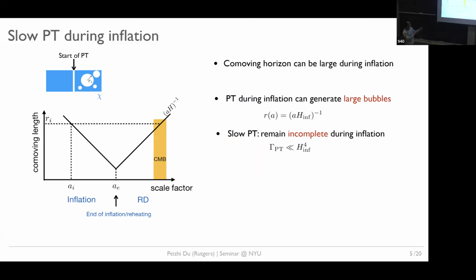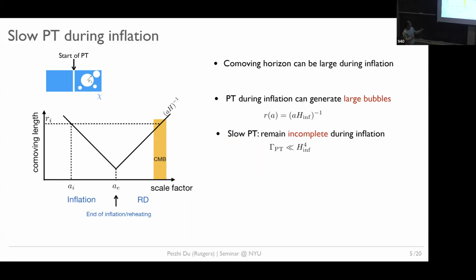Here I showed a cartoon diagram. If we consider a phase transition in a chi field, which is another scalar field, not the inflaton, and which has a small energy density, that means it does not affect the inflationary dynamics. So it's a spectator scalar field with small energy density.